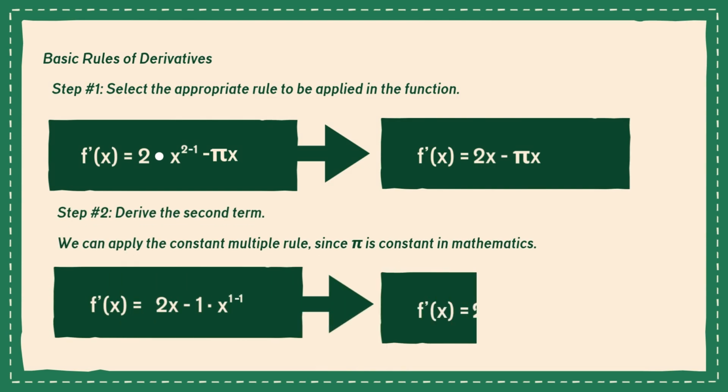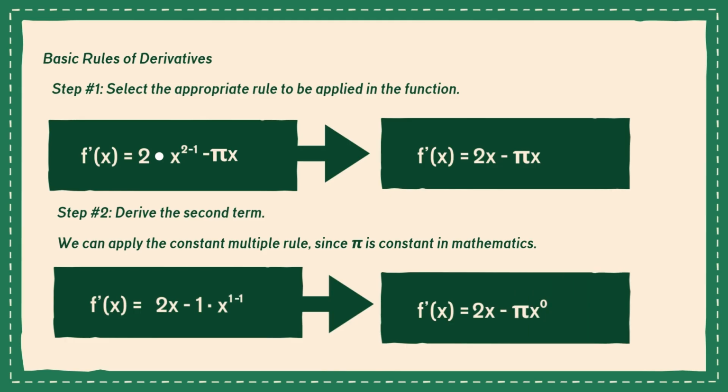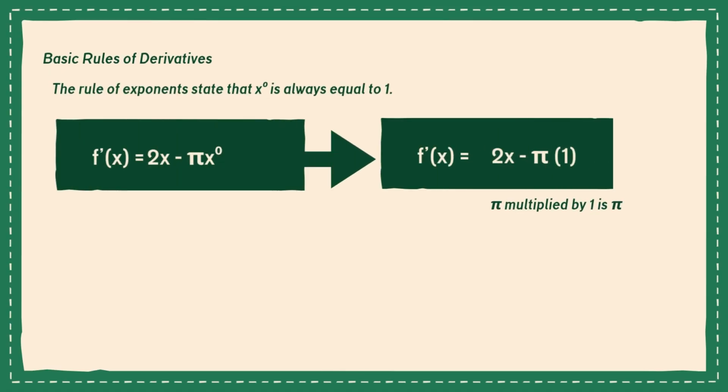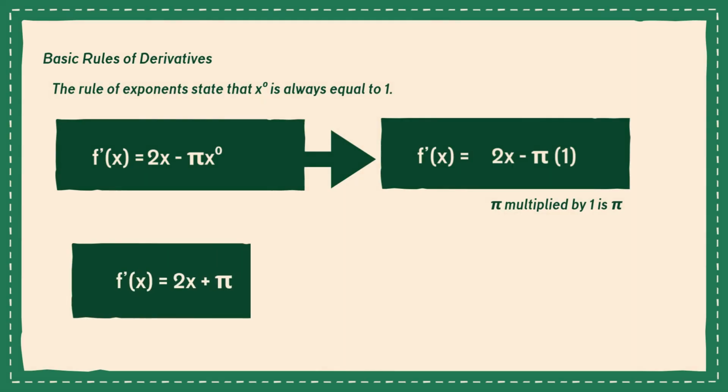f prime of x equals 2x plus pi x. We can apply the constant multiple rule since pi is a constant in mathematics. f prime of x equals 2x plus 1 times pi x raised to the power of 1 minus 1. f prime of x equals 2x plus pi x raised to the power of 0. So the final answer is f prime of x equals 2x plus pi.